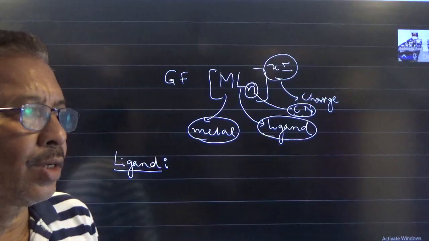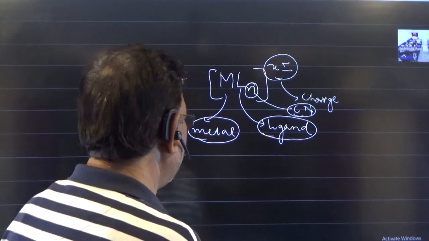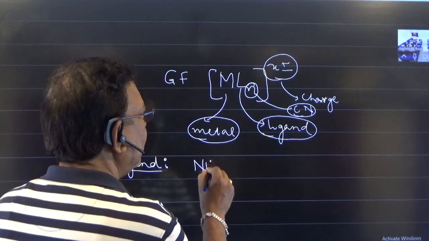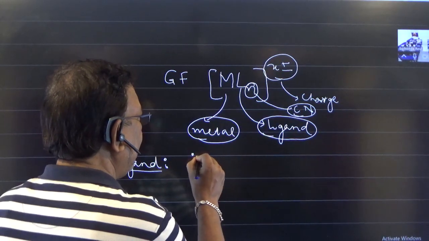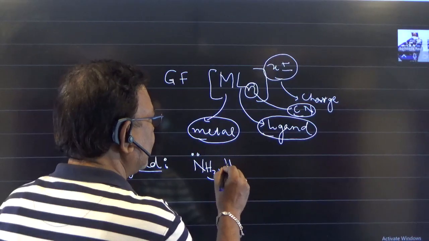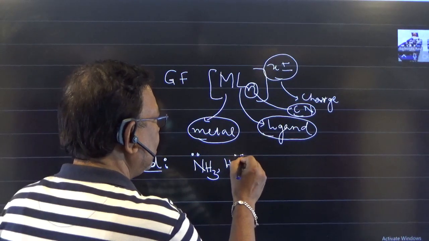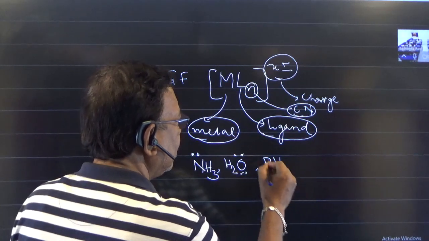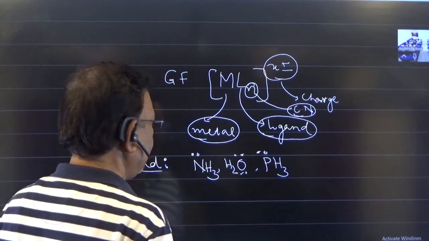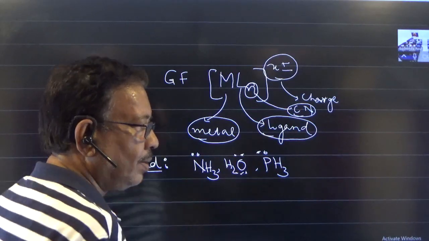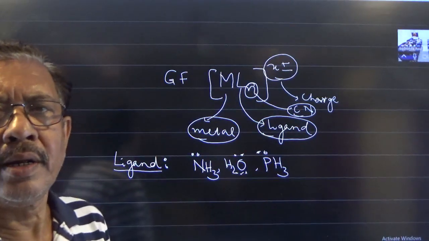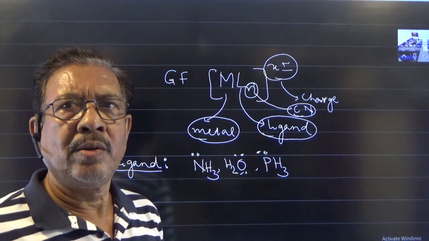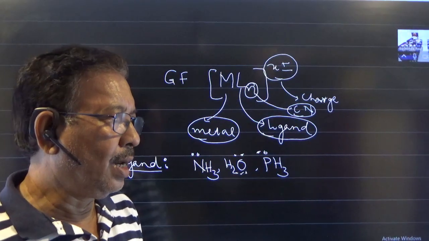Yes. Example of a ligand. Write down one example: ammonia. Ammonia is a ligand. Water is a ligand. PH3 is a ligand. All can donate a lone pair of electrons to the central metal cation. Clear?